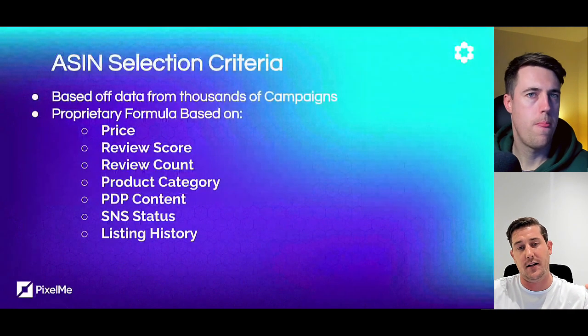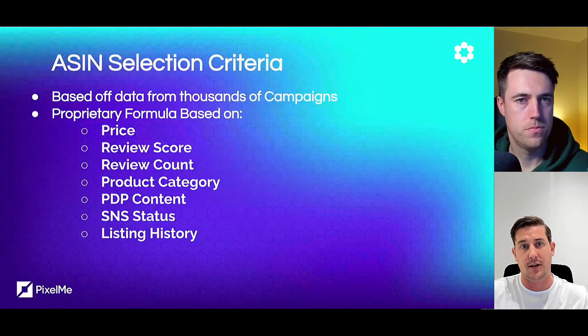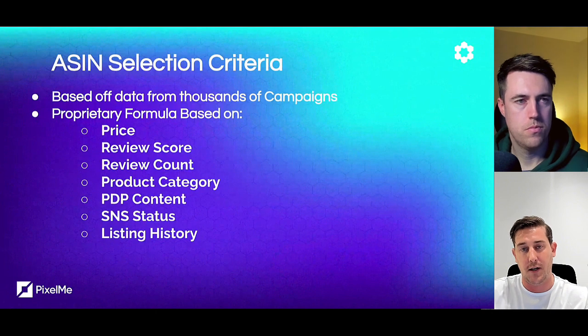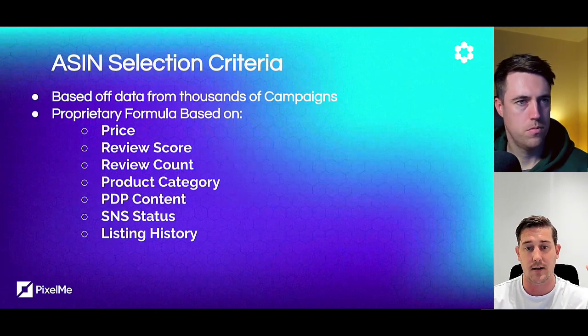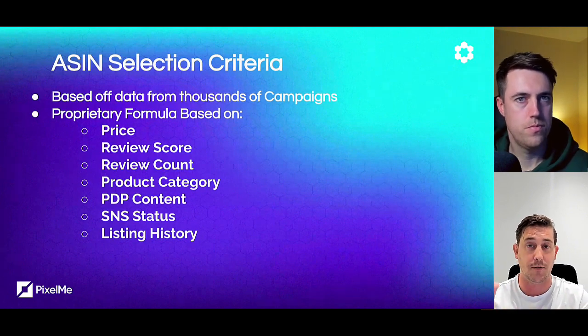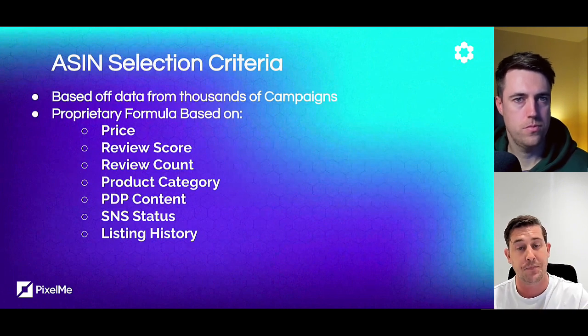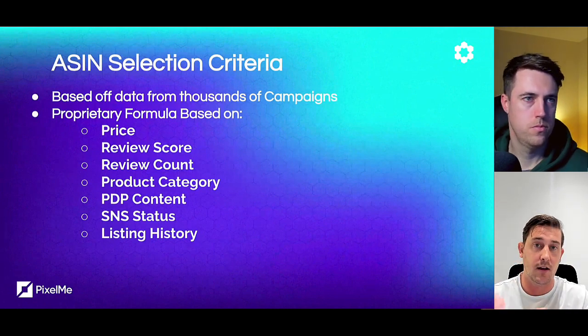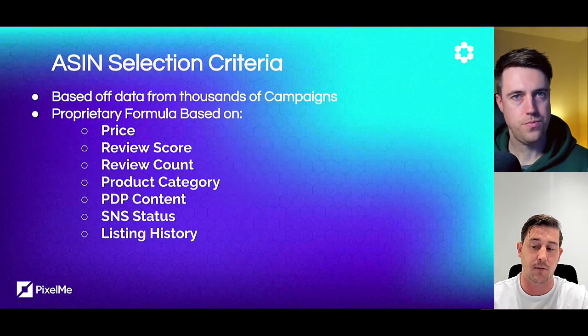I had this slide in here to tell people that we're very selective about the ASINs we choose. We say no to people as often as we say yes. We are taking data from thousands of campaigns, and we have a formula based on your price, your review score, your review count, your product category, your PDP content, your subscribe and save status, and your listing history to determine if we think this ASIN is a good fit for either a profit stream or a ranking opportunity or both or neither. And then after we determine that, we dive in and look at the keywords. And the keywords have to make sense too.